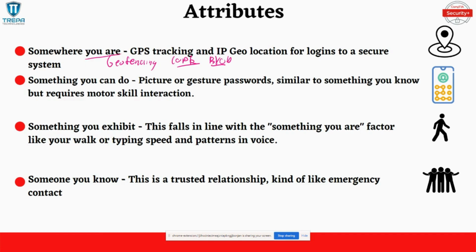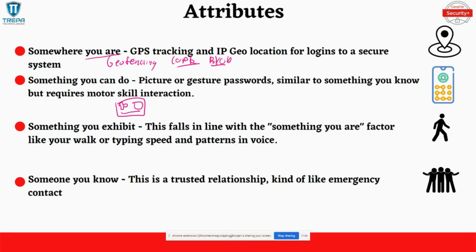And then we have something you can do, which is an attribute very similar to something you know, but this is going to require motor skills. So the most common one is that Android swipe unlocking feature, right? That is something you can do. Or maybe this is a picture where on the website it asks you, hey, put this missing puzzle piece into this puzzle. So you have to click it and drag it over and match it up. That is a something you can do attribute.